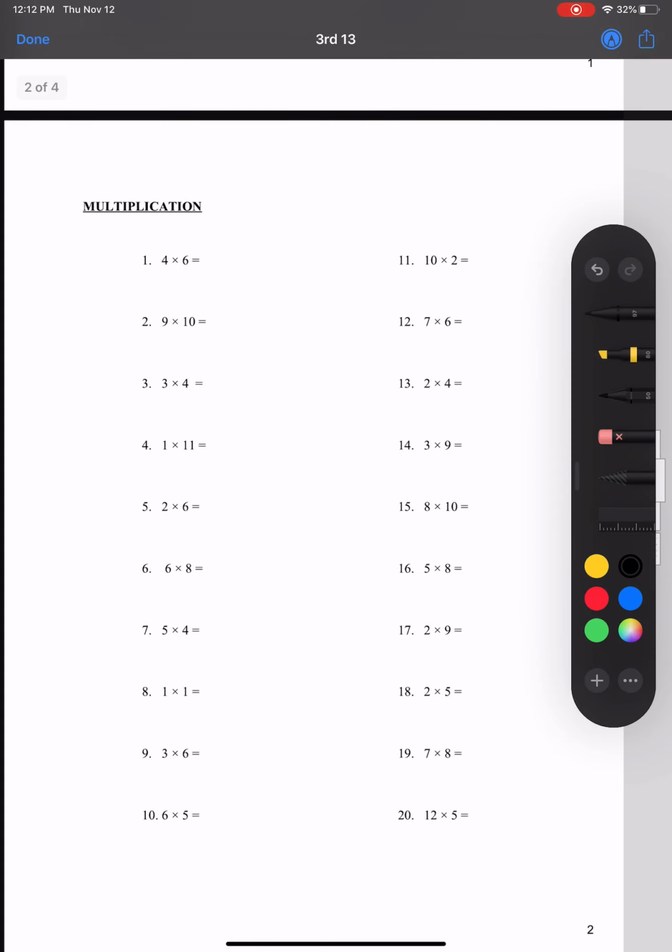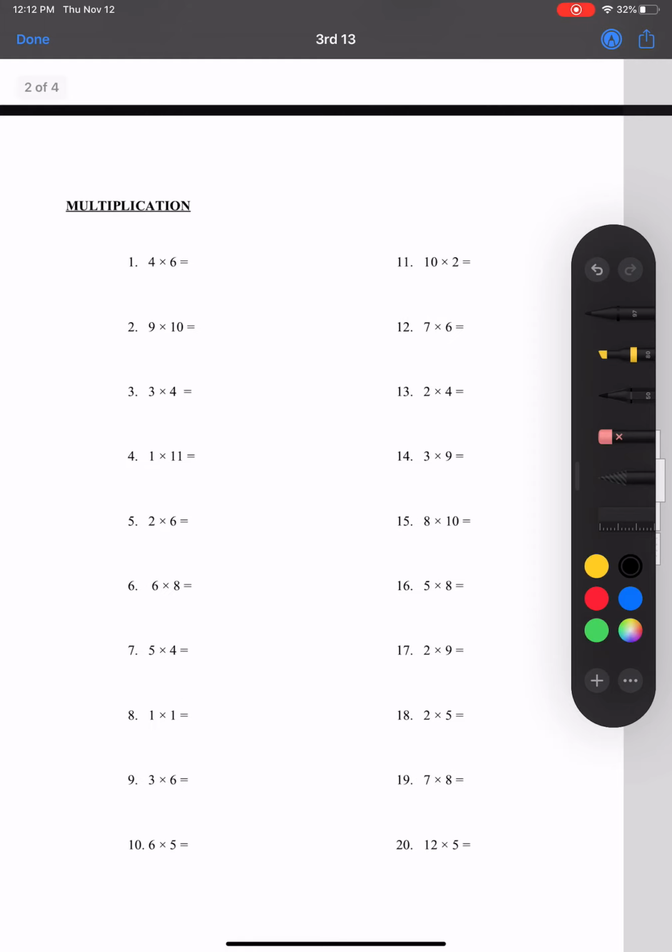Okay, the second worksheet, multiplication. I'll solve all of these and you can check your answers. 6 times 4 is 24, 9 times 10 is 90, 3 times 4 is 12, 1 times 11 is 11, 6 times 2 is 12, 6 times 8 is 48, 5 times 4 is 20, 1 times 1 is 1, 6 times 3 is 18, 6 times 5 is 30, 10 times 2 is 20, 7 times 6 is 42, 2 times 4 is 8, 9 times 3 is 27, 8 times 10 is 80, 5 times 8 is 35? No, it's not 35, it's 40, my bad.